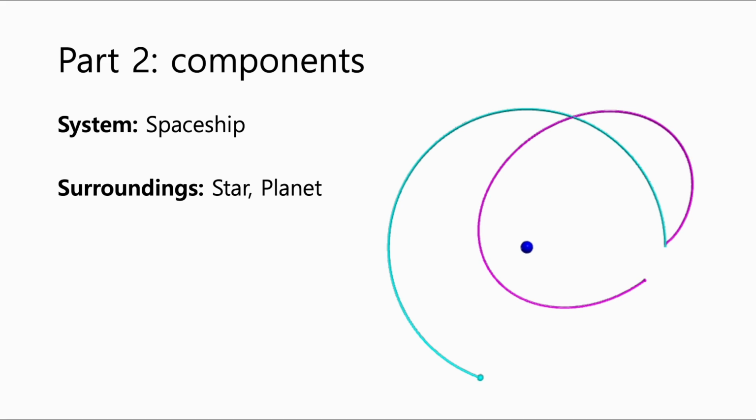Part 2. This is the simulation of a spaceship under the effect of gravity of a star and a planet, trying to represent a figure 8 motion. The system would be the spaceship, and the surroundings would be the star and the planet.